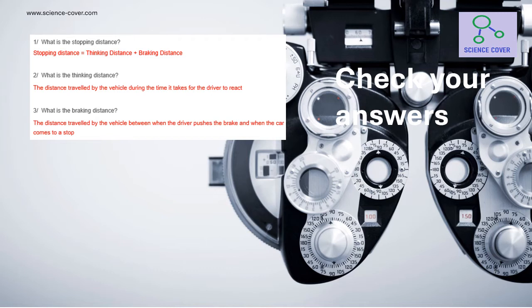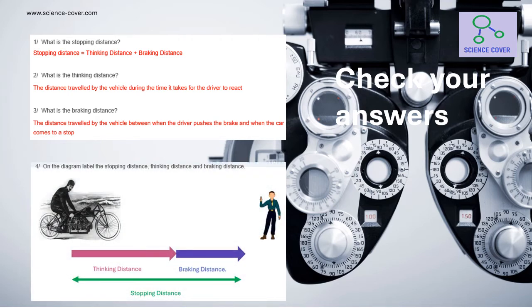What is the braking distance? This is the distance travelled by the vehicle between when the driver pushes the brake and when the car comes to a stop. On the diagram, label the stopping distance, thinking distance, and braking distance. So the thinking distance is on the left-hand side, the braking distance will be on the right-hand side, and the stopping distance is both the thinking distance and the braking distance together.